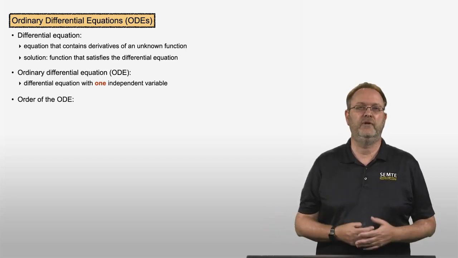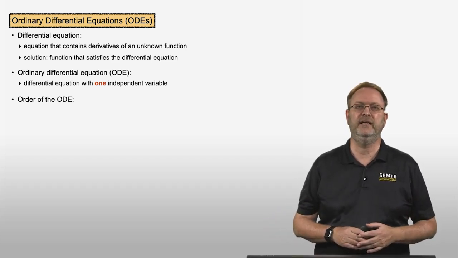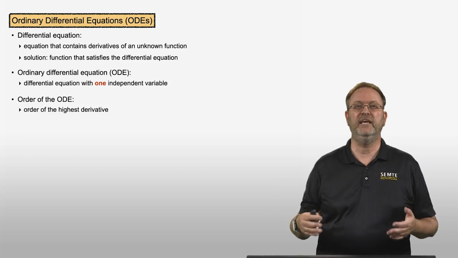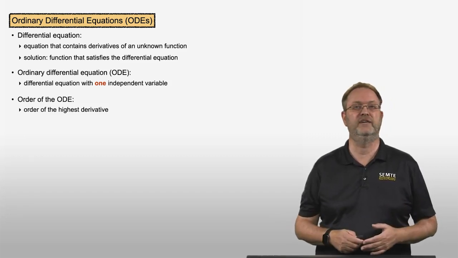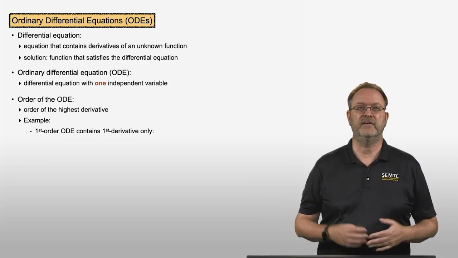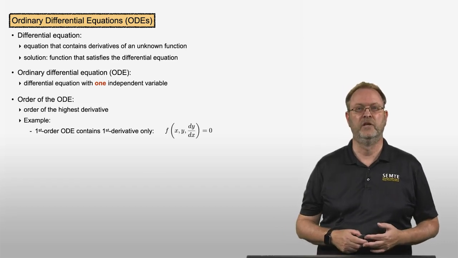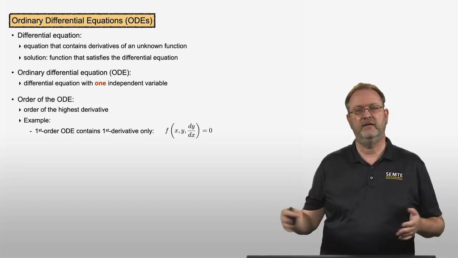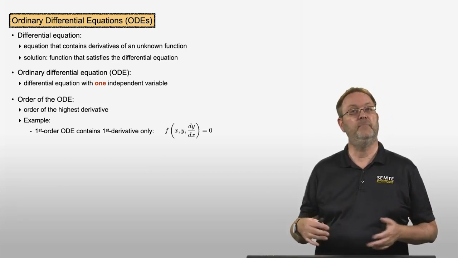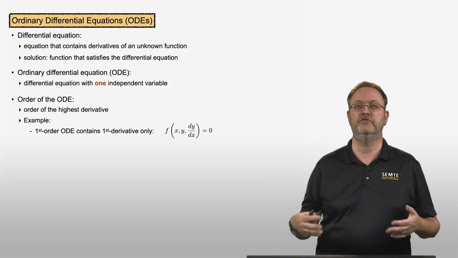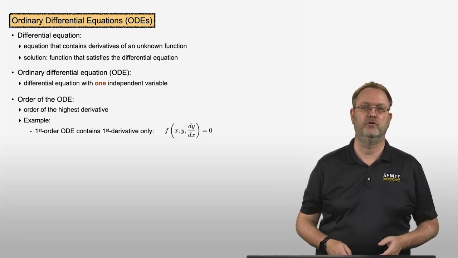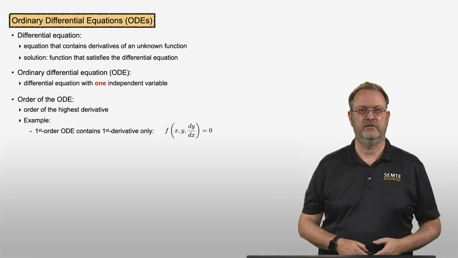How do we classify ODEs? One way to classify ODEs is by their order. The order is the order of the highest derivative that appears in the differential equation. So here's an example. A first order ODE contains a first derivative only. I can write it in the following form: some function f of the independent variable x, the dependent variable y, and the first derivative dy/dx, just the first derivative, which makes this a first order ODE, equal to 0.